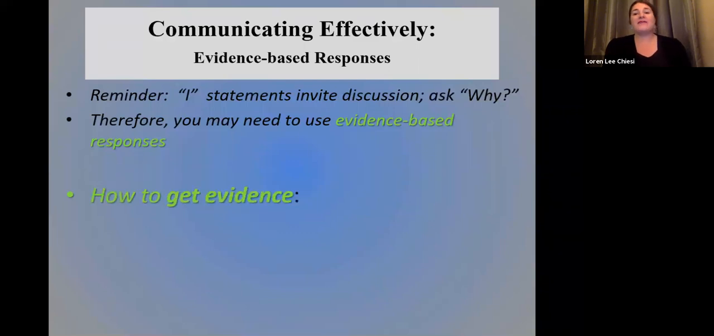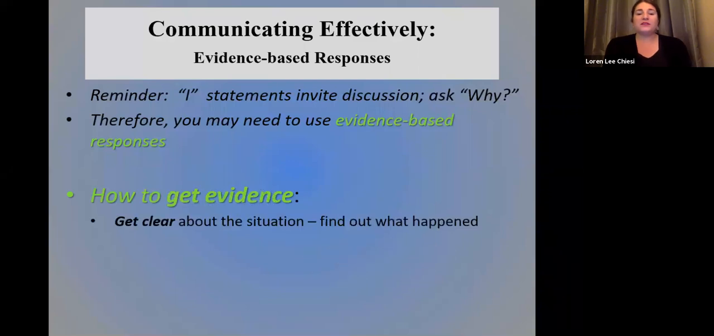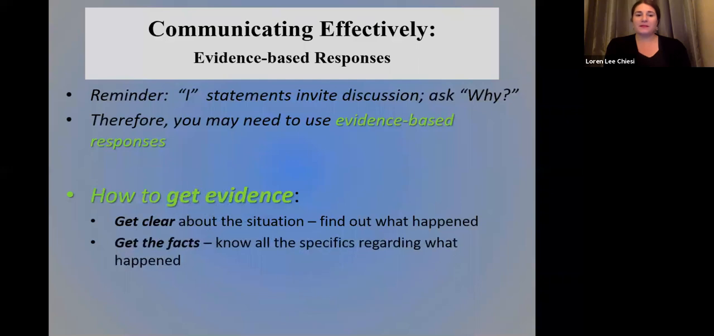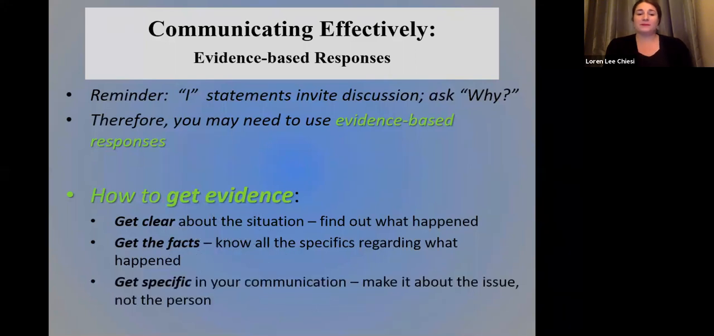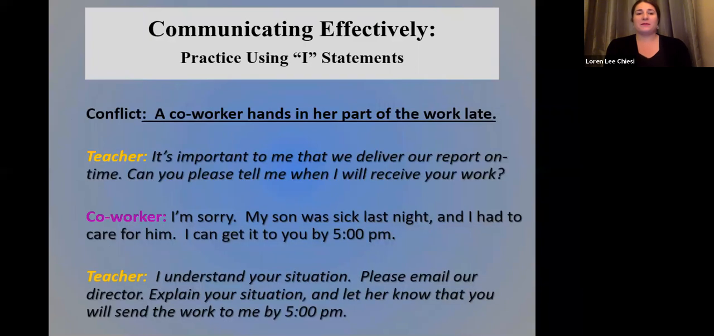So how do you get evidence? The first thing you do is get clear about the situation. Find out what happened. What's going on? What's the source of the conflict? Then get your facts. Know all different aspects of what happened in the situation. This is things like ask the person to explain their side of the story, see where they're coming from, see how they feel about different things, understand the dates, the times, how everything happened. And then be really specific about your communication and make sure you're communicating about the issue and not the person or their behavior. So we're going to look at some examples.